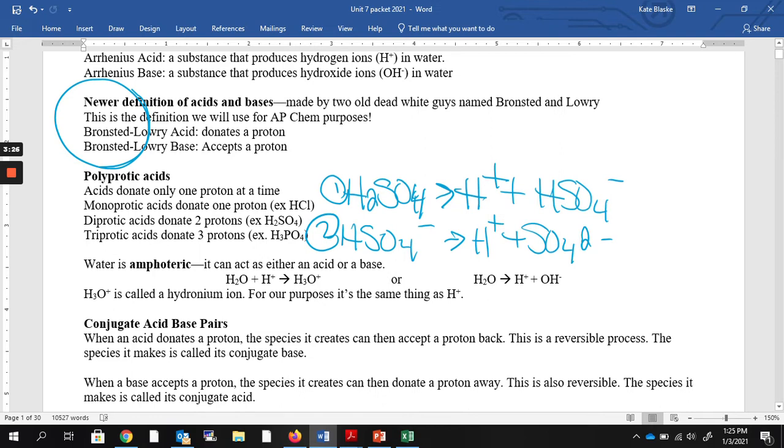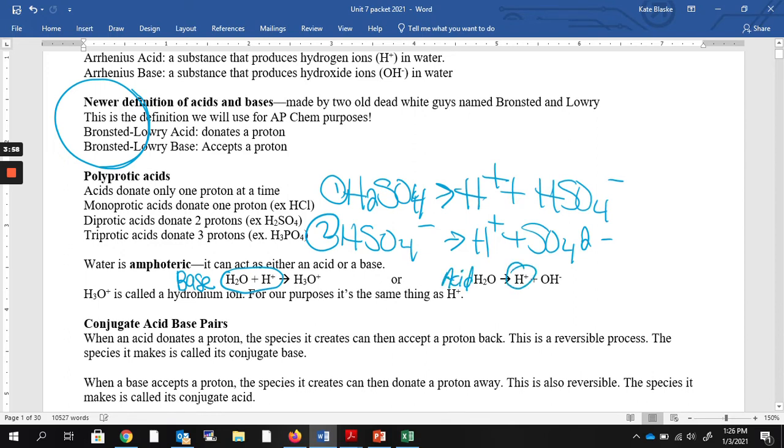Another vocab word that we're going to talk about is amphoteric, which means that the substance can act either as an acid or as a base. It has to choose. It cannot do both at the same time. So water is one substance that we see a lot that we talk about as amphoteric. Water can either accept a proton, as it's doing here, and act as a base, or it can act as an acid and donate away that proton.